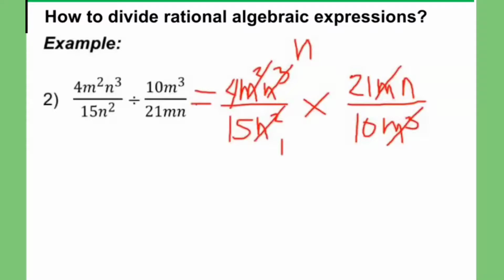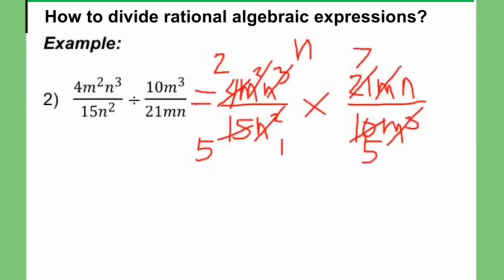Yung 21 at saka yung 15, common factor nila ay 3. So, 21 divided by 3, 7. 15 divided by 3, you have 5. And the common factor of 4 and 10 is 2. So, 4 divided by 2, you have 2. And 10 divided by 2, you have 5.